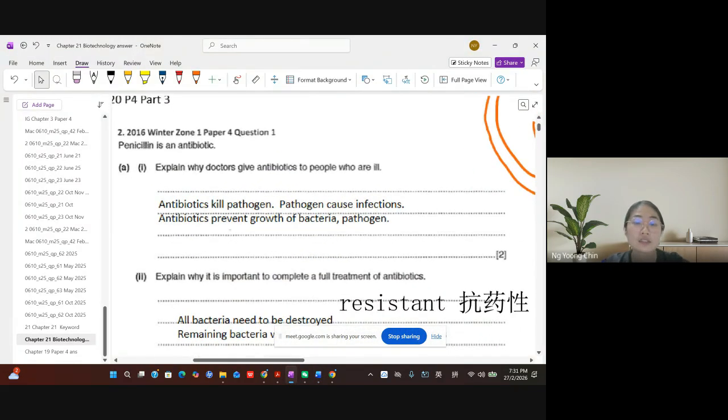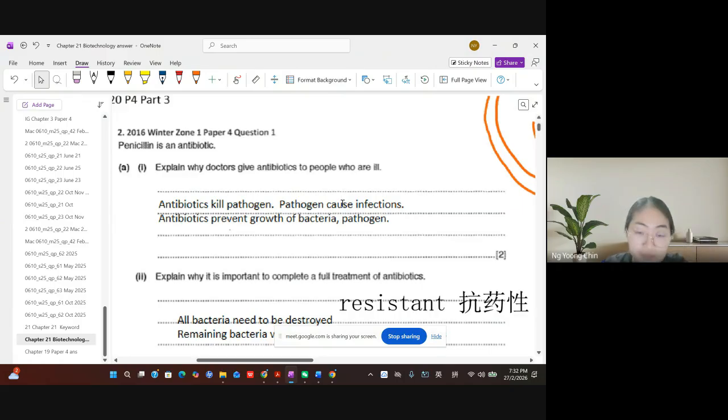Okay, so explain why the doctor gives antibiotics. Because the antibiotic, right, is the one that can kill the bacteria. So you should mention how the antibiotic kills the bacteria. Okay, at this round, maybe you can tell me how the antibiotic can kill the bacteria, by what kind of mechanism or method. Antibiotics, they can target which side of the bacteria, which part of the bacteria?